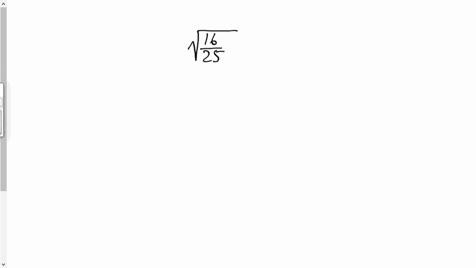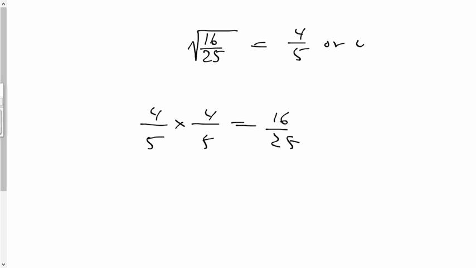Our next question comes from the previous chapter on square roots of rational numbers. And it says, since 16/25 is a rational number, it's a fraction or a terminating decimal. What's the square root? So what fraction multiplied by itself is 16/25 is really the question. Numerator is 4, denominator is 5. Therefore, the square root is 4/5 or 0.8 if you want to think of it as a decimal.